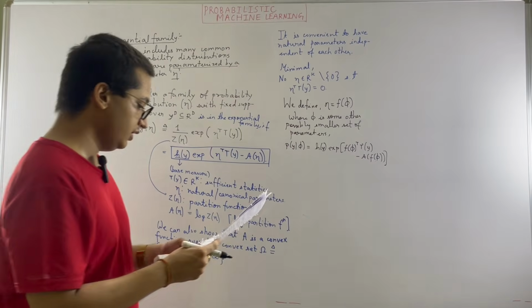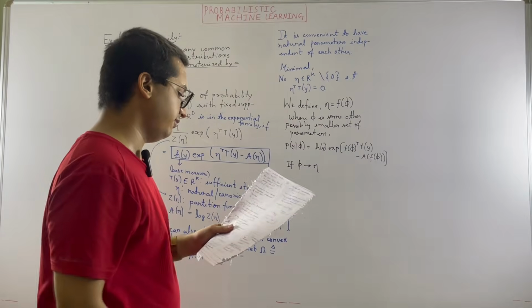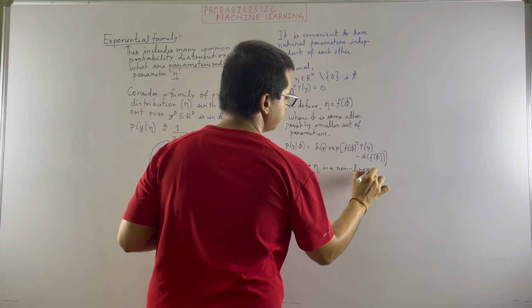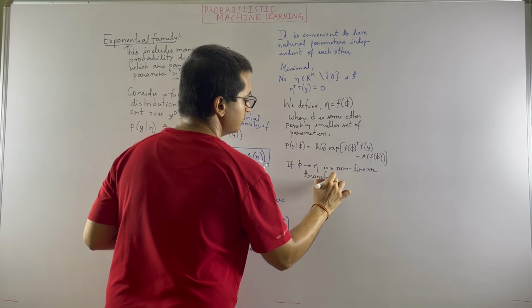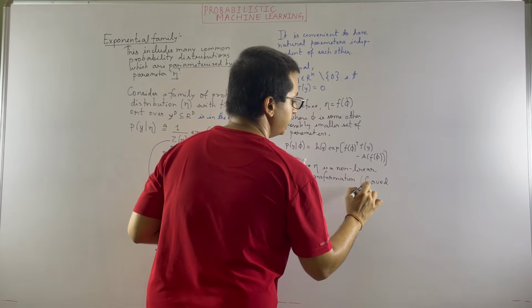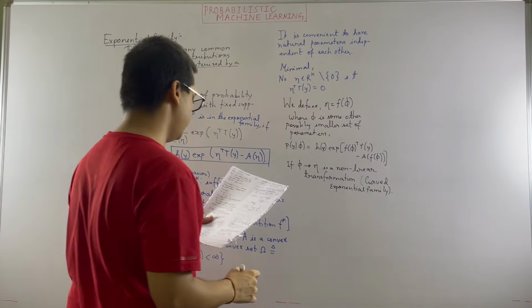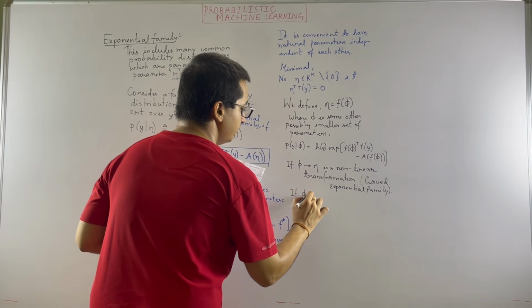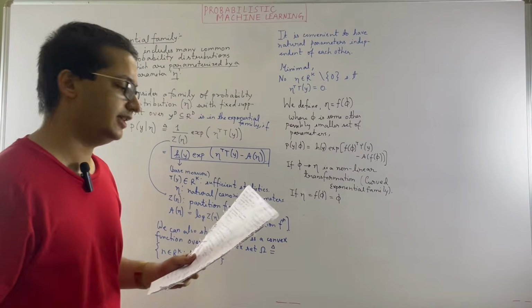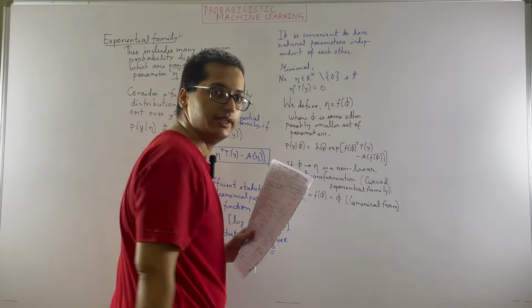Okay, got it? Now if this transformation that we are going from phi to eta using eta equal to f of phi is non-linear, then in that case, we call it a curved exponential family. And if eta, which is some function of phi, becomes equal to phi, if eta equals phi, in that case, we call it the canonical form.